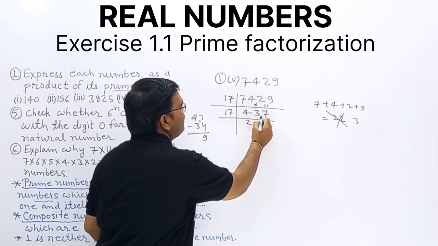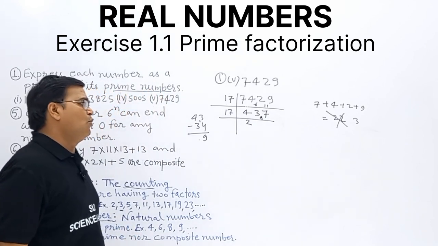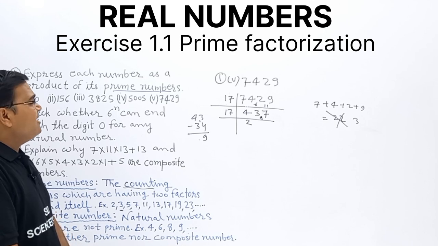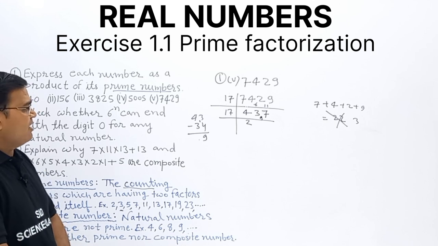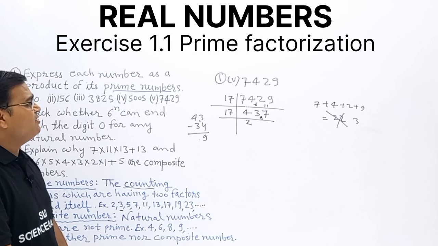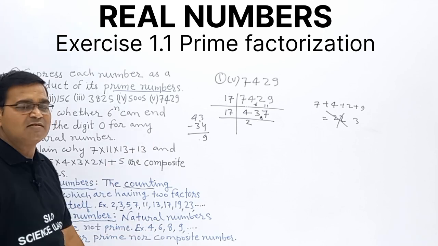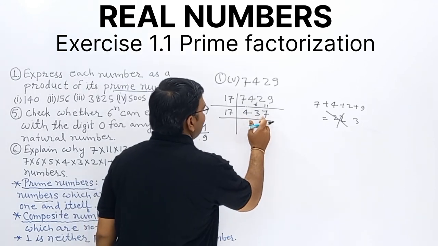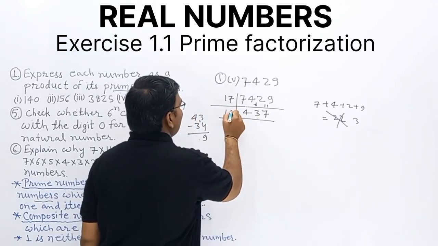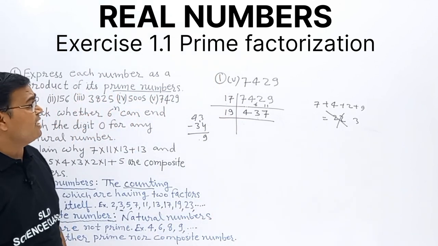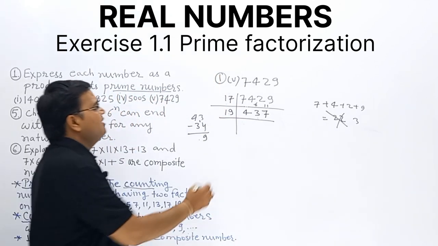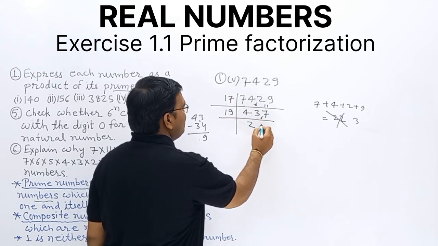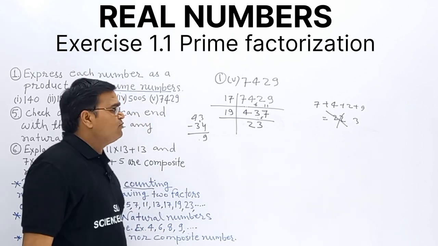97. Is 97 in the table of 17? No. In the table of 17 we are having 17 8 ja 85 and 17 6 ja 102. So we cannot divide this number by 17 now. Then we will use the next prime number, 19. 19 2 ja 38. Remaining is 5 and 19 3 ja 57. Yes, it is divisible by 19.